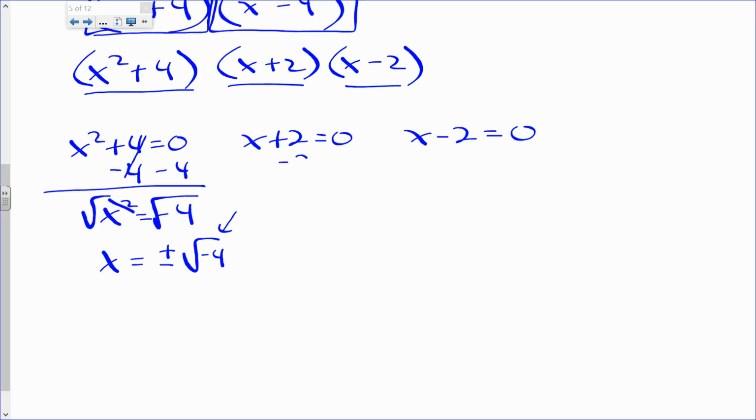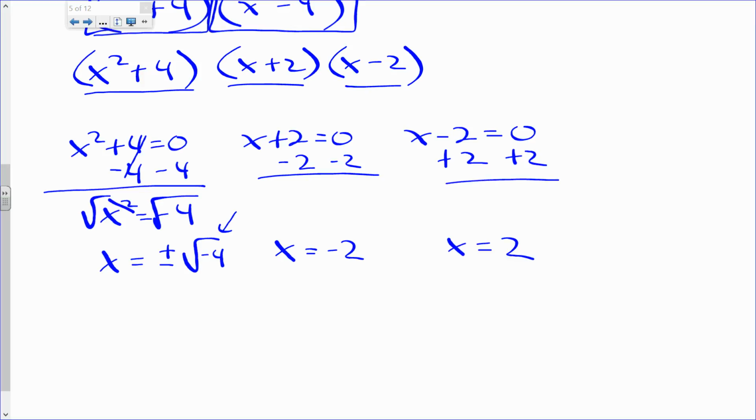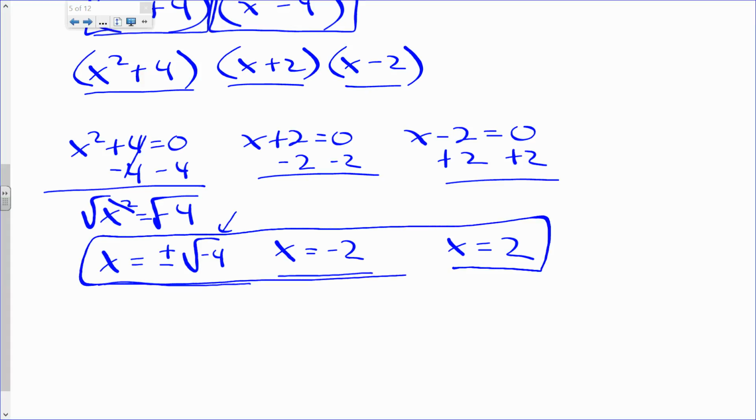Over here, I'm subtracting 2. X is equal to negative 2. And over here, I'm adding 2. X is equal to positive 2. So we end up having 4 solutions. Positive and negative square root of negative 4, negative 2, positive 2. Here's all of our solutions right here. Okay. And the last example.